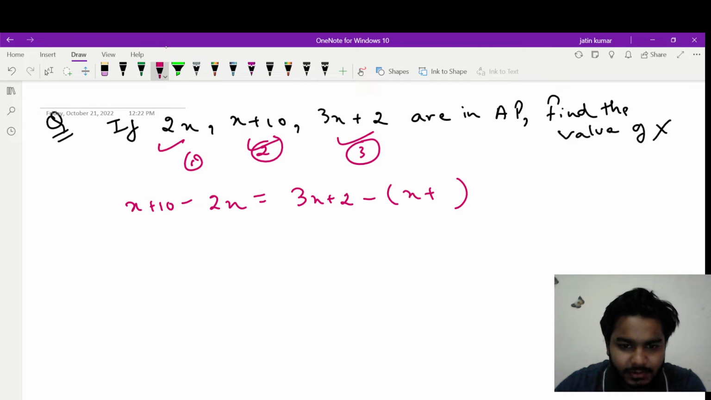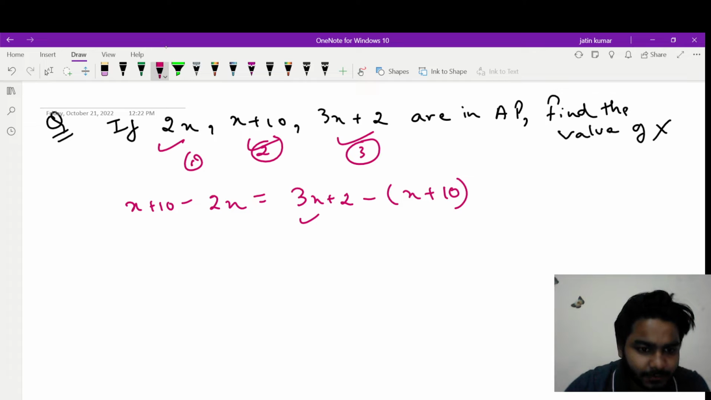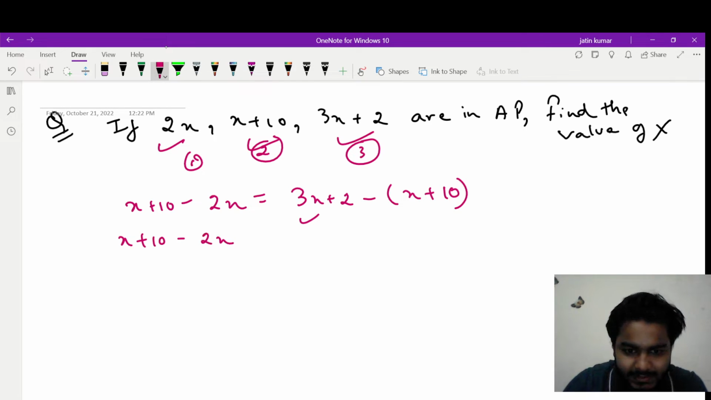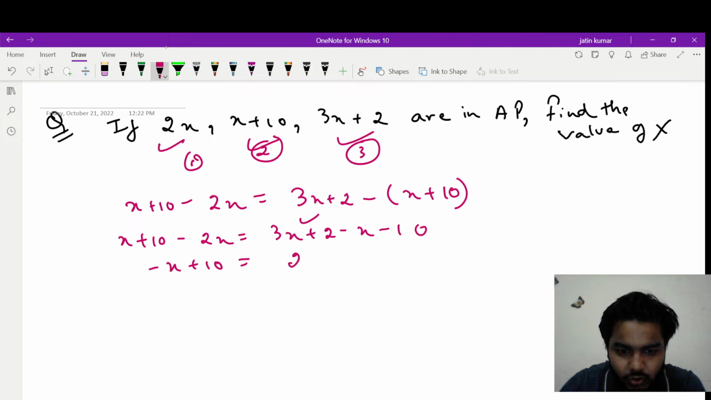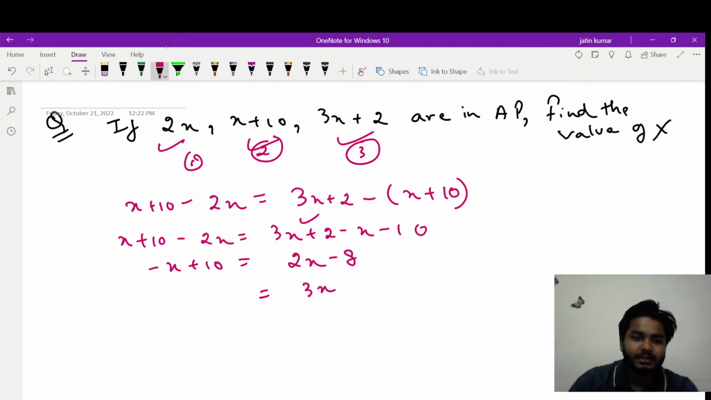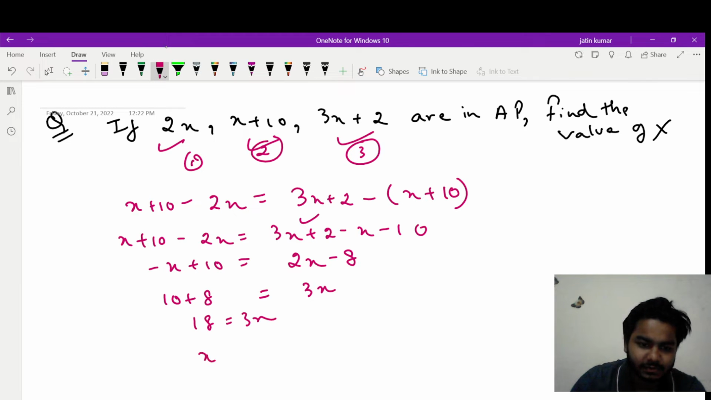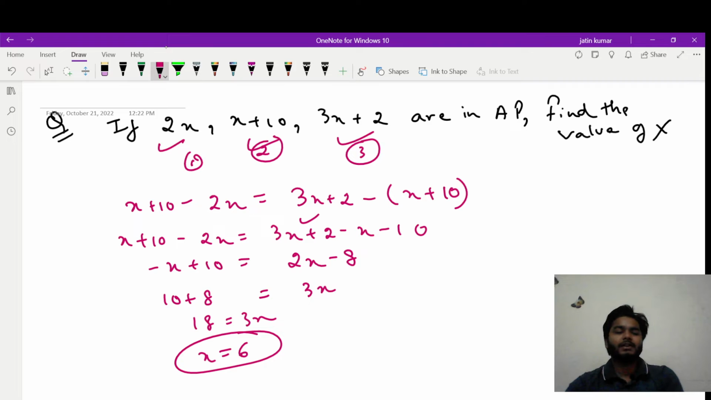Now third term minus second term; the second term is x plus 10. So x plus 10 minus 2x is equal to 3x plus 2 minus x minus 10. So here it is minus x plus 10, and here it will be 2x minus 8. 3x will be 10 plus 8, so 18 will be 3x, and x will be 6. So we have got the value of x as 6.